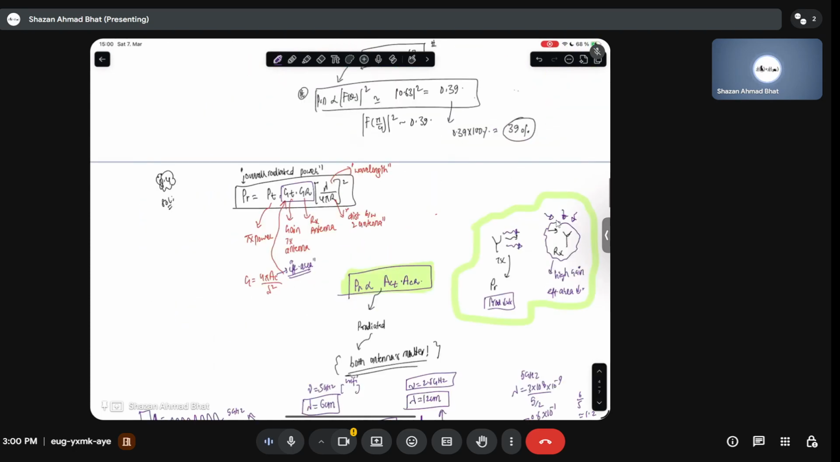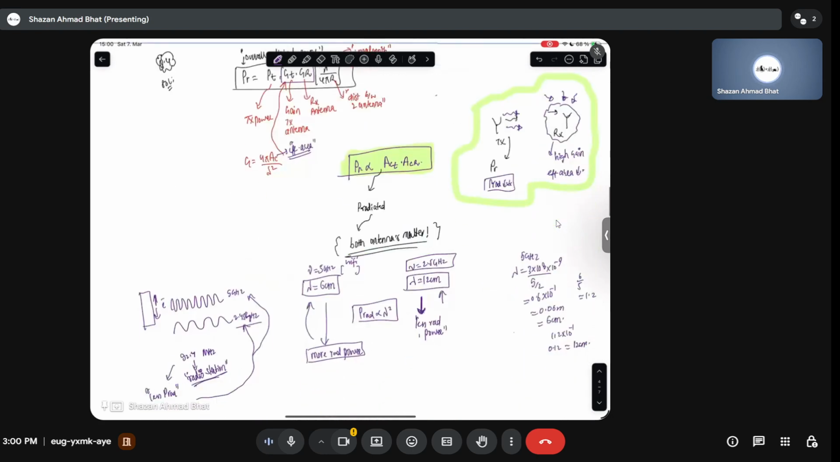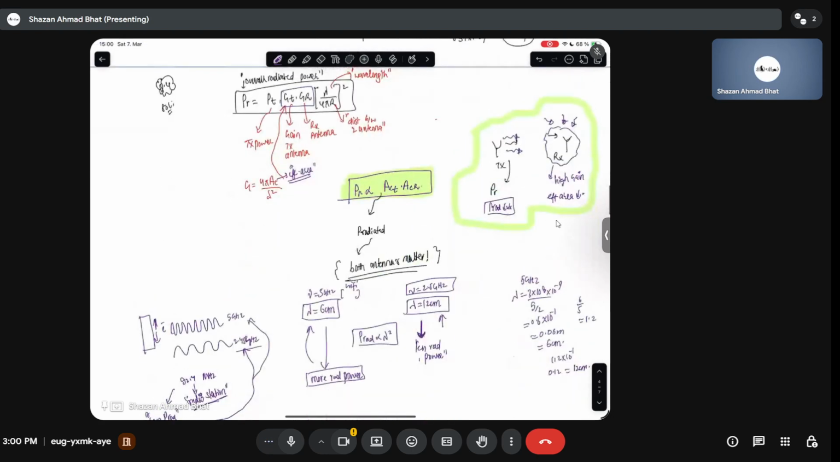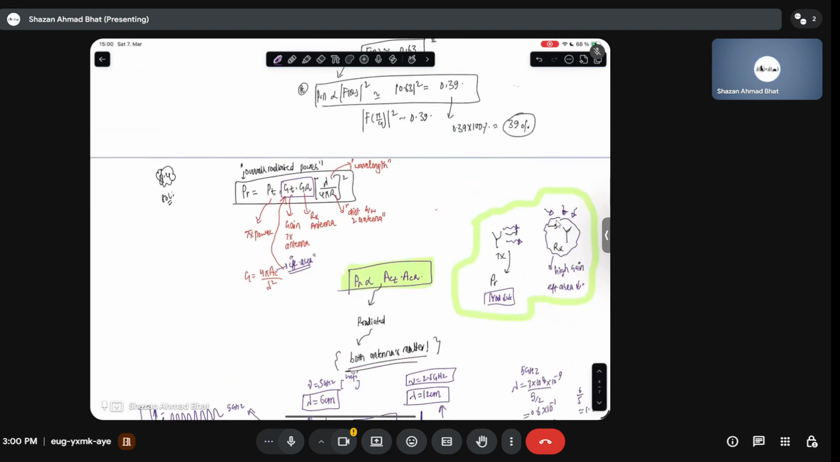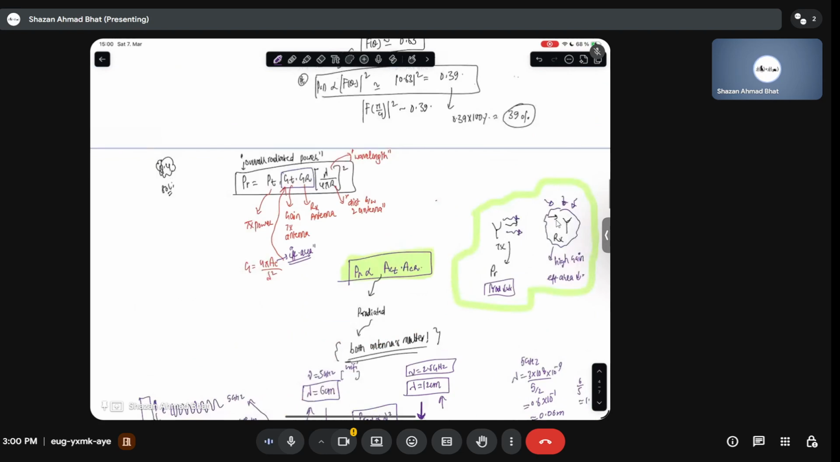So this is about the Friis equation, and what else is there? It depends obviously upon the transmitted power, the gain of the transmitting antenna, and the receiving antenna, and yeah, we have discussed most of these terms.